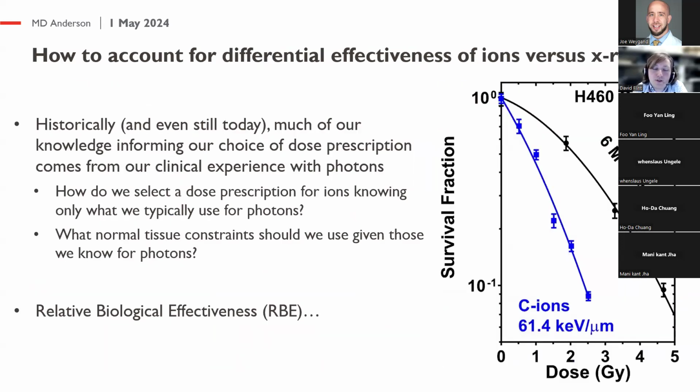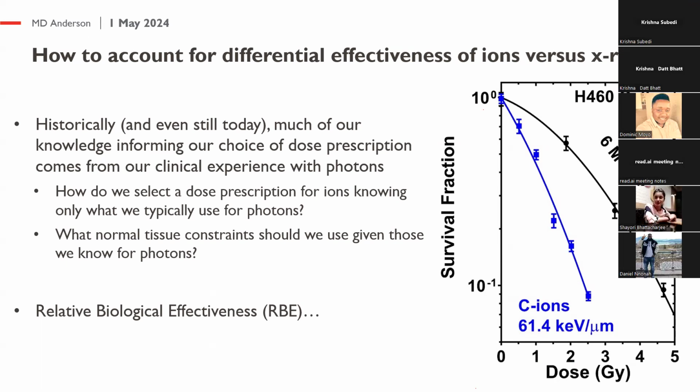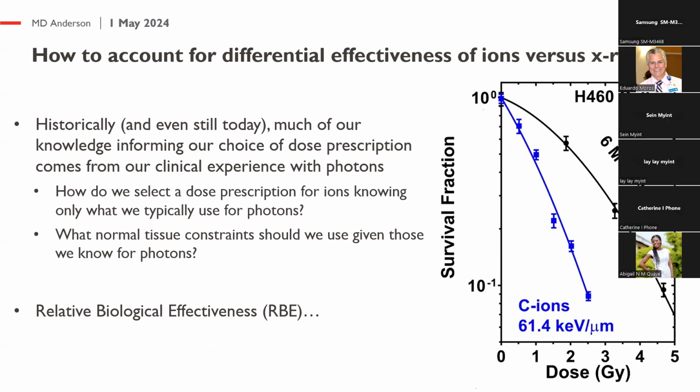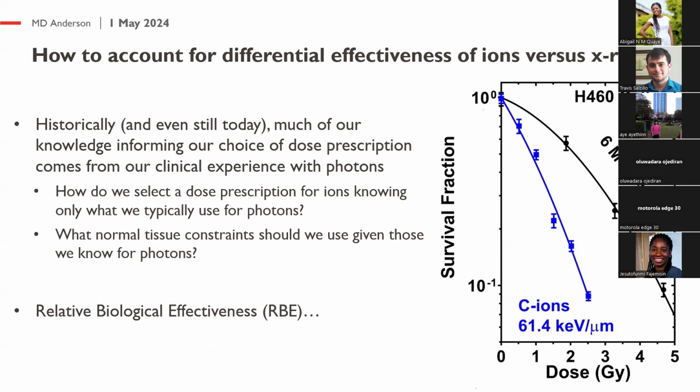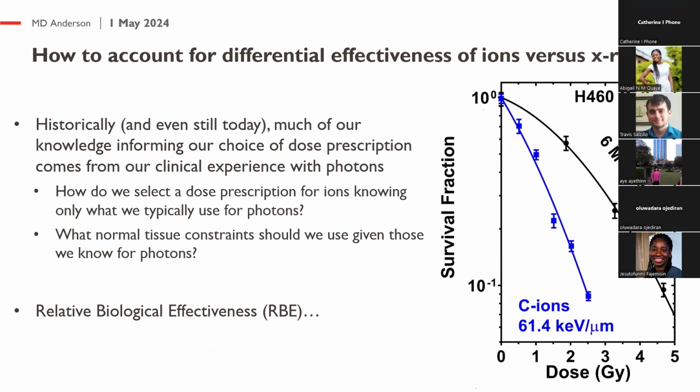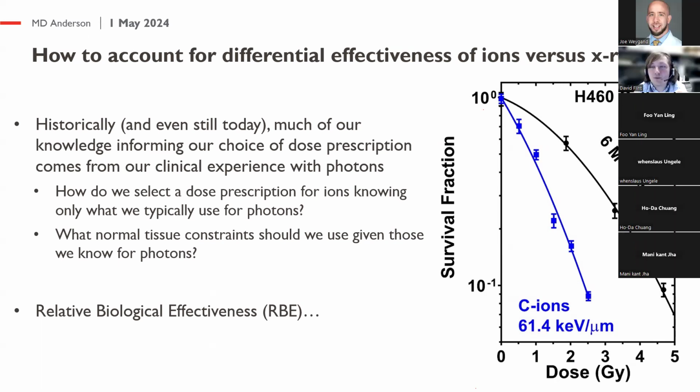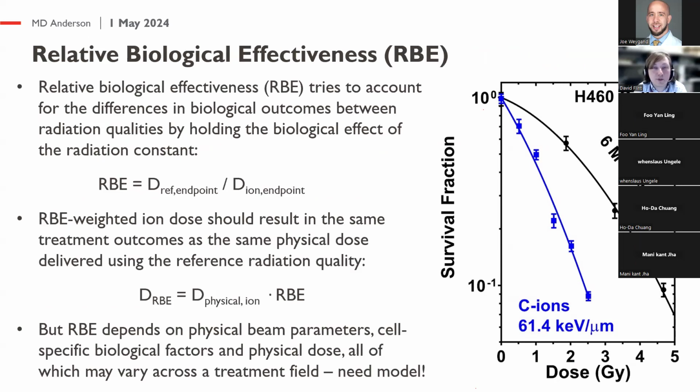While it's all well and good that ions tend to be more biologically effective than X-rays, from a clinical perspective, you might be asking yourself, how can I actually prescribe ions to a patient unless I know how much more biologically effective than X-rays they are? This is because almost all of our knowledge about which doses to select and how much dose normal tissues can tolerate comes from our extensive clinical experience with photons. And so in order to figure out what doses to prescribe and what normal tissue constraints to use for a given treatment, this is where the concept of RBE, or relative biological effectiveness, becomes useful.